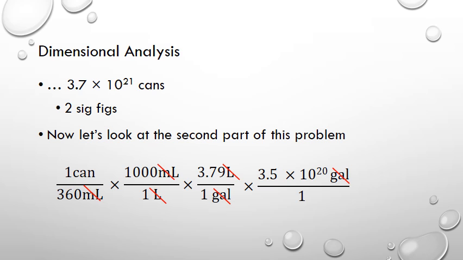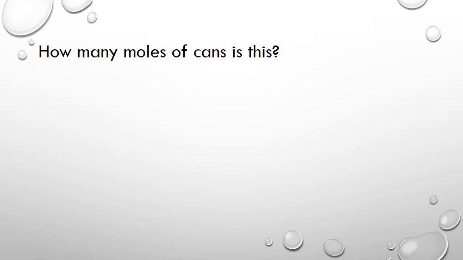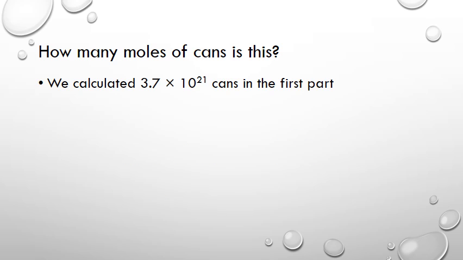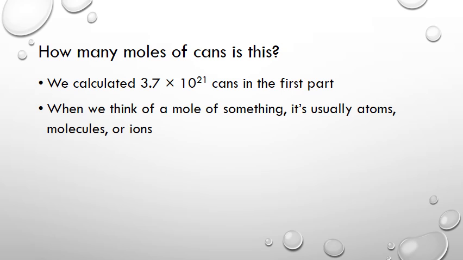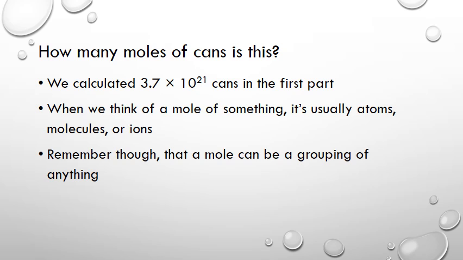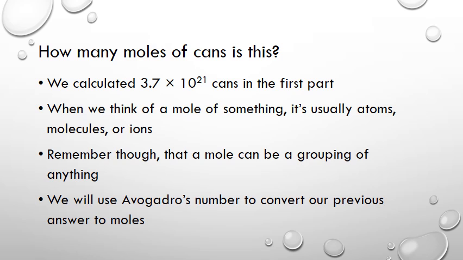That's the first part of the problem. Let's now look at the second. The second part says how many moles of cans this is. So we calculated 3.7 times 10 to the 21 cans. And when we think of a mole, it's usually atoms, molecules, or ions. But remember that a mole is a grouping of anything. It's just like a dozen, but a lot bigger. We're going to use Avogadro's number to convert our number of cans into moles.